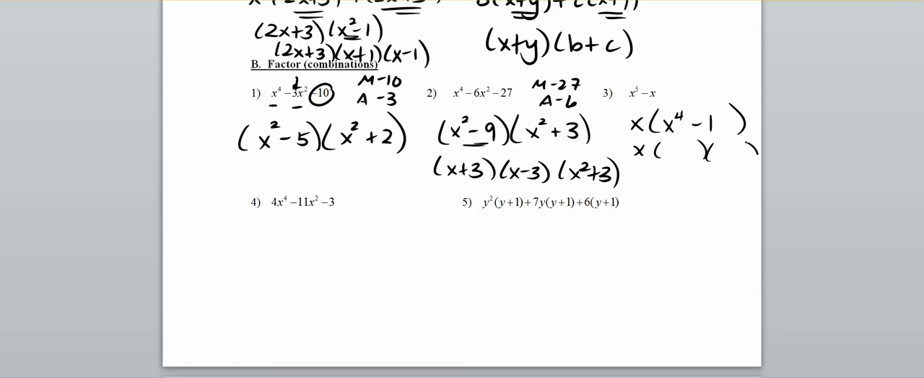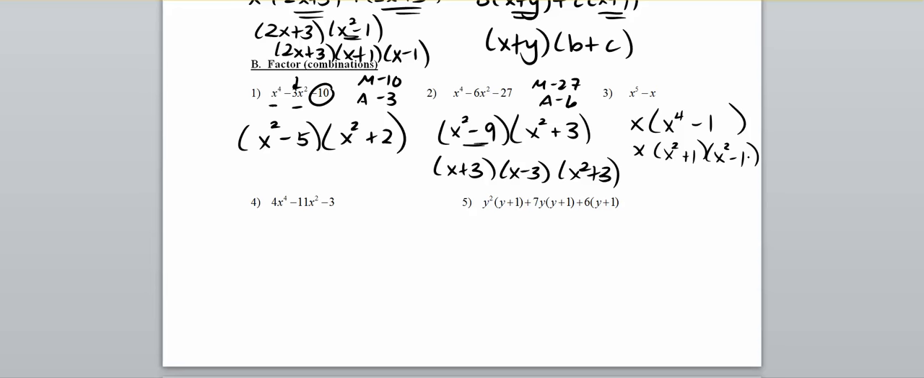The only difference between this and probably ones we did last night was I have an x to the 4th. So the square root of x to the 4th is x squared, because when I multiply exponents, I actually add them. So 2 plus 2 gives me 4, and I'm going to make one of these a plus 1 and a minus 1.